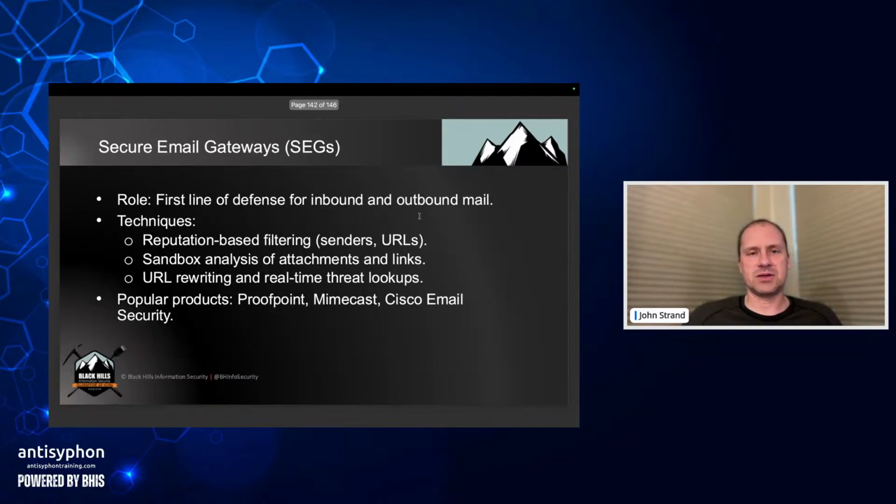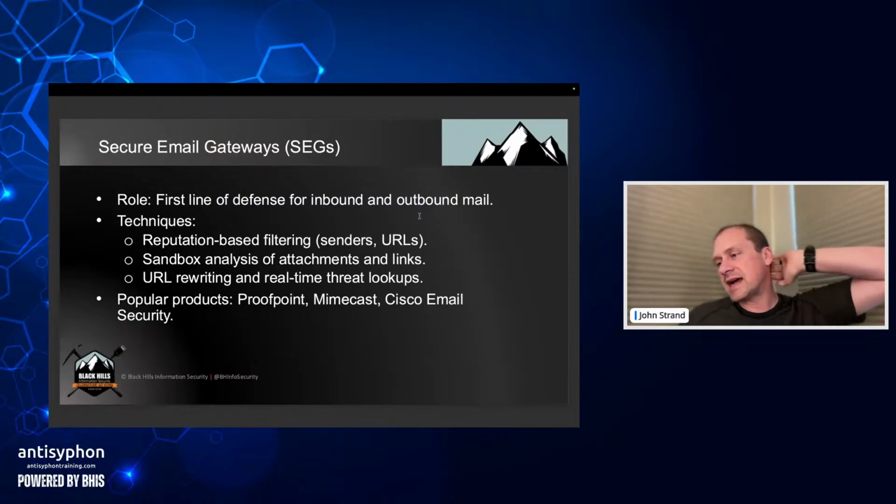Oh, we went backwards on that. There we go. Secure email gateways, first line of defense: reputation based filtering based on sender URLs, sandboxing those attachments, and then rewriting. You're looking at Mimecast, Cisco email. We use Sublime. Once again, if you guys can go online, Sublime has this really cool text box that is just really cool as well.